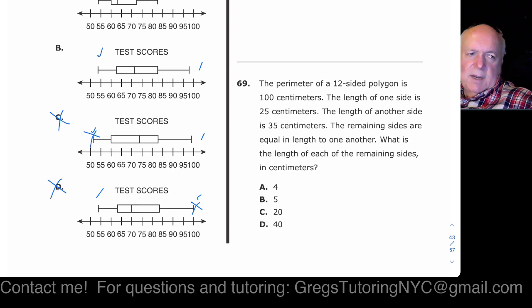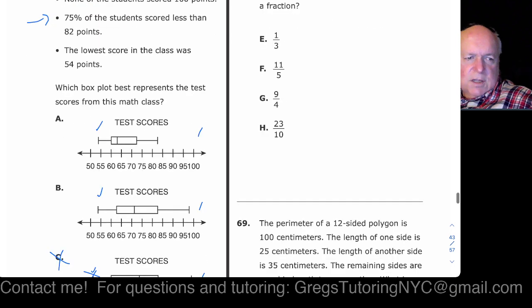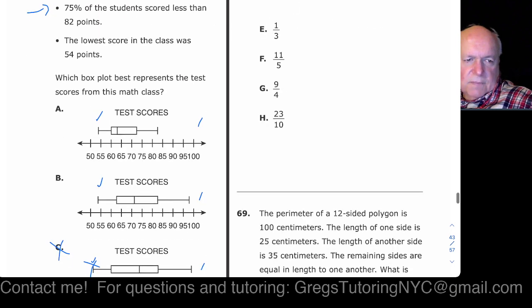All right, so now what we need to do is figure out this 75% thing. 75% of the students scored less than 82 points. If we think about what the quartiles meant again, each of those is 25%. What we're trying to look for is which group is representing that. First of all, 82 is here on A, so that means it's the max. This says 75% of the students scored less than 82%, but on A, all the students scored less than 82%. So that can't work.